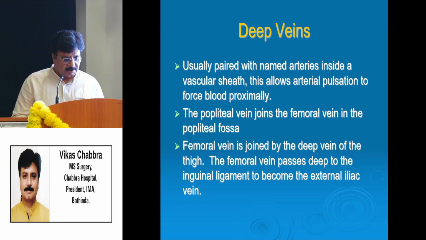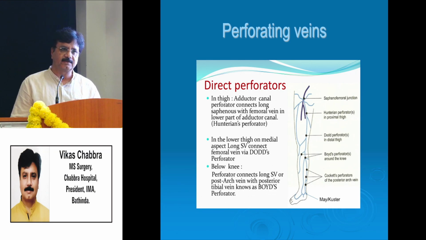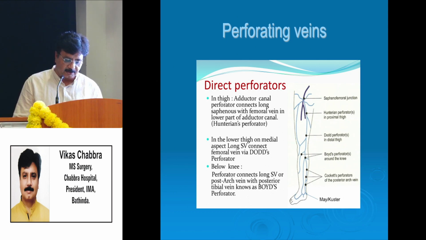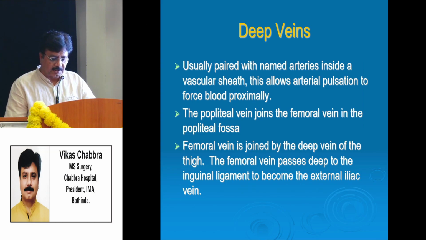These perforators enter into the deep veins obliquely, so that when the deep veins are working, that is, when their musculature is working, these perforators get occluded and they do not allow the blood to flow from the deep veins to the superficial veins. Deep veins usually are paired with the name of their arteries, and inside the deep sheath.